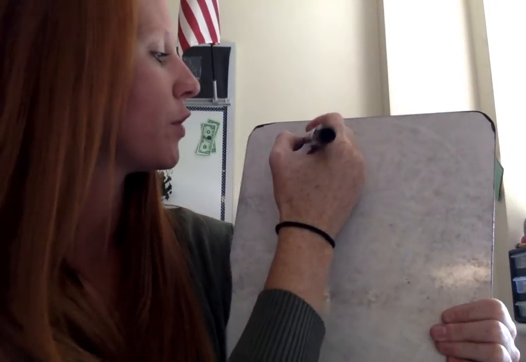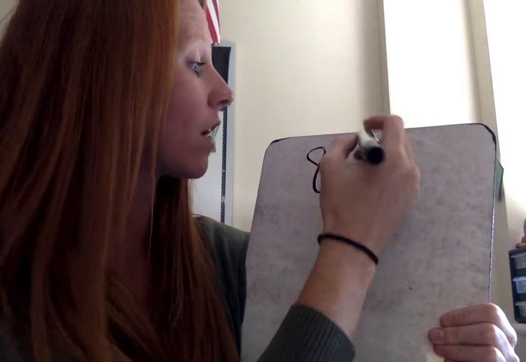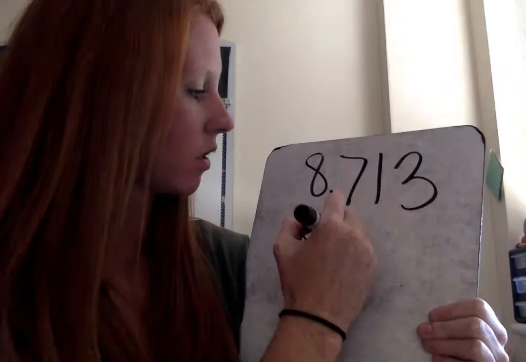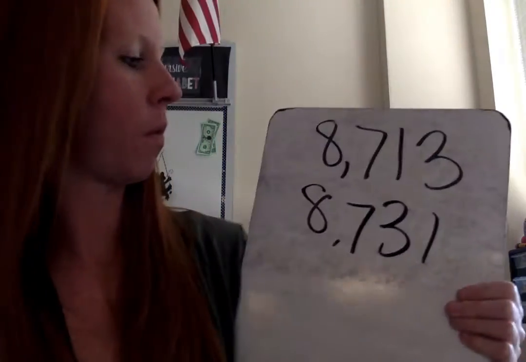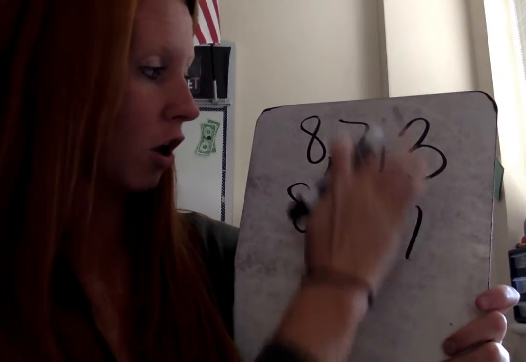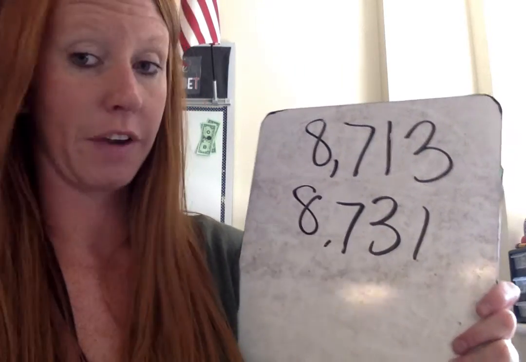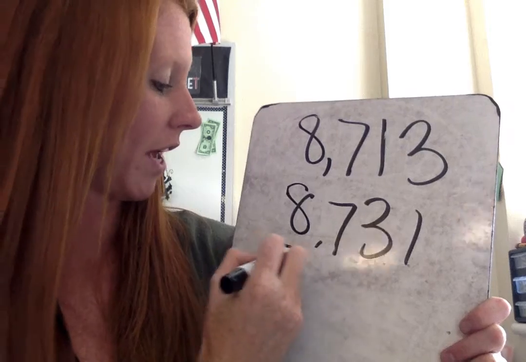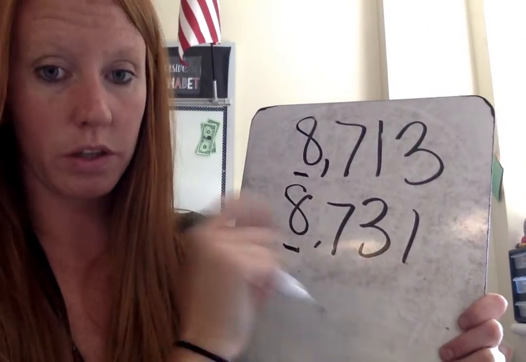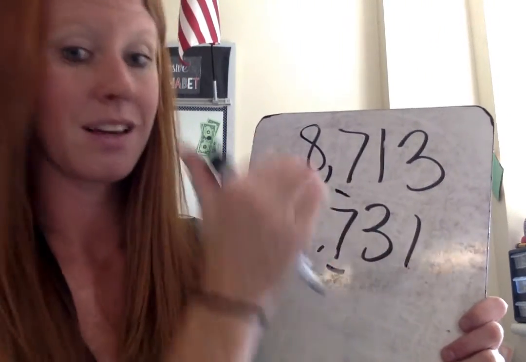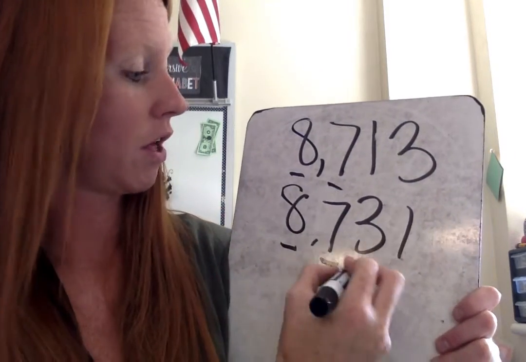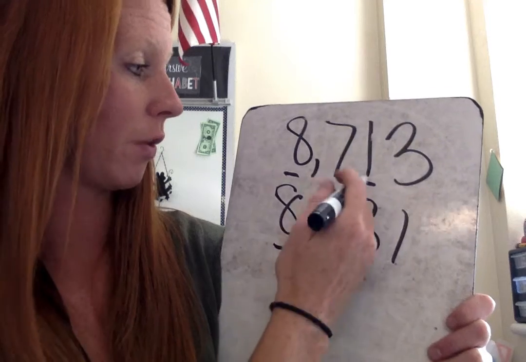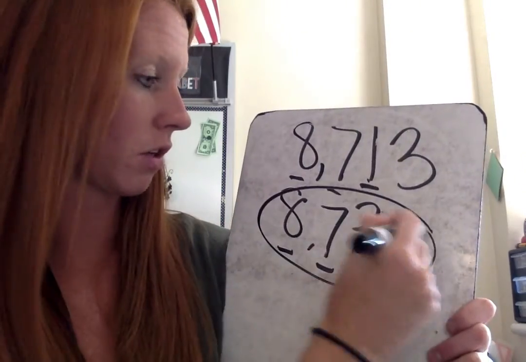Okay, let's do 8,713 and 8,731. Okay, their ones places, our digits are all lined up. Very important. We start in our greatest place value. Okay, we have 8, 8. Same, go to the next digit. 7, 7. Same, go to the next digit. 3, 1. Stop. Which one is bigger, the 3 or the 1? 3 is bigger. Circle it.